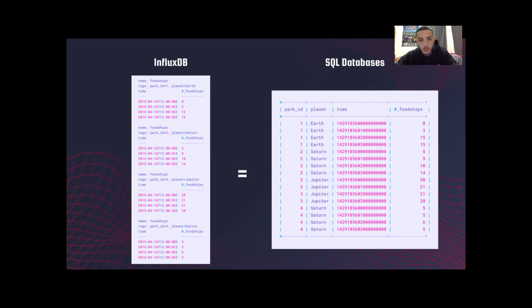So for the first one, you see the time recorded there, and then you have the number of food chips, and then the time again, the number of food chips. Each of those is equivalent to one of the rows, as you can see on the right, in the SQL database, and then you would move on to the next series, which would be Park ID 2 and Planet Saturn, and then Park ID 3 and Planet Jupiter, and so on.